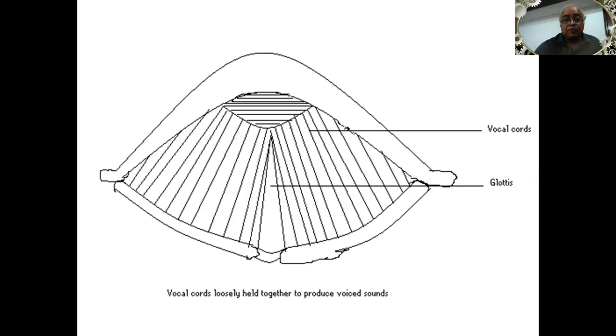In this case, you see, here the vocal cords are held loosely together, and this gap is very narrow for the air to pass. So when the air passes, there's a lot of vibration in the vocal cords. So we have got voiced sounds.